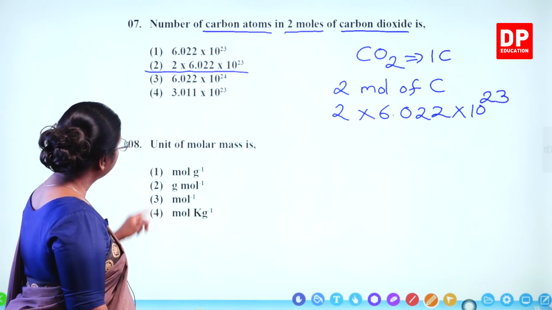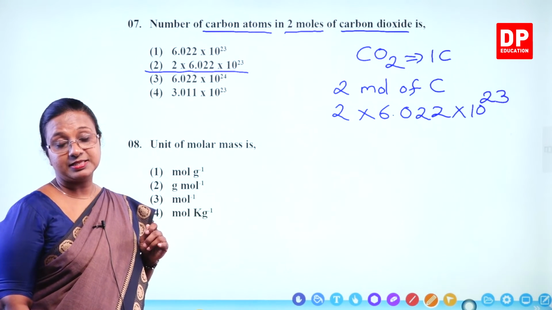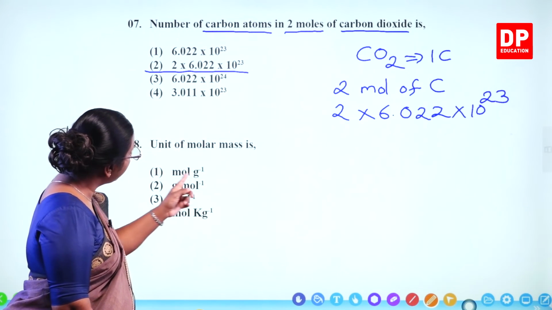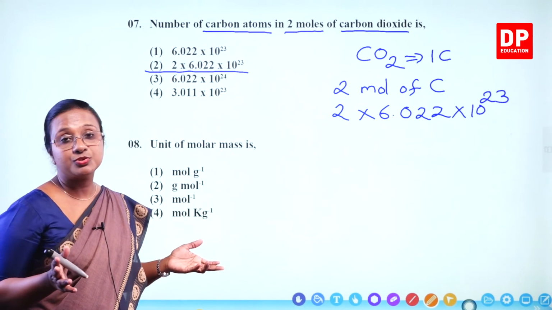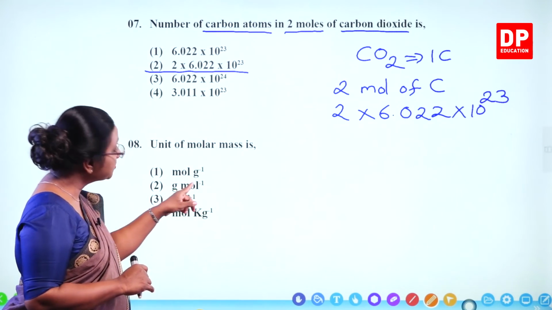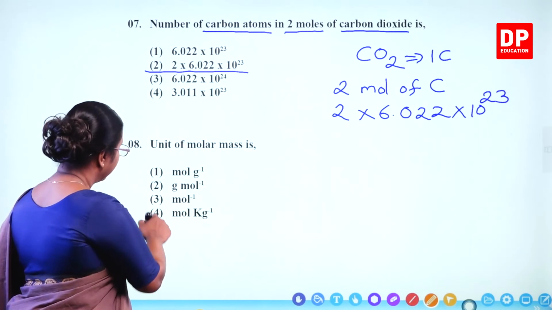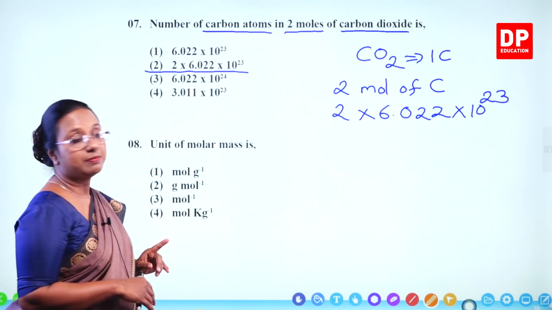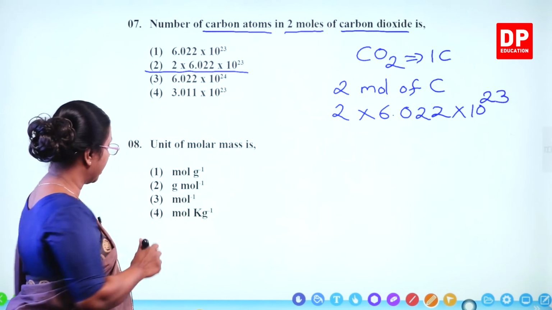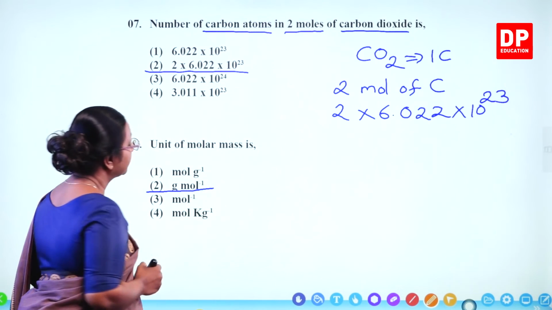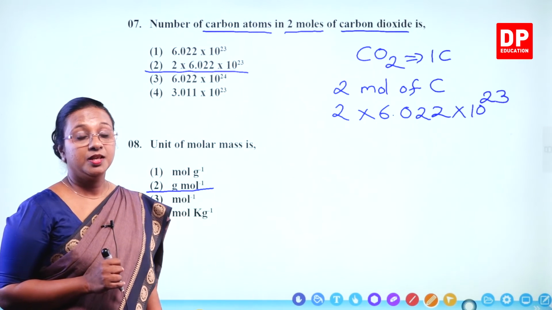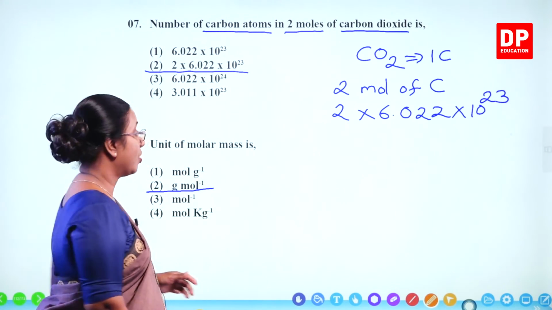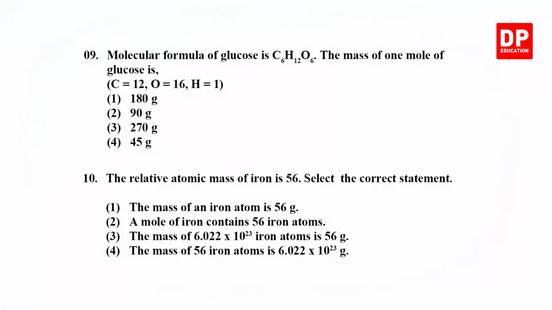Then the next one, unit of molar masses that we have been using. We look at the answers, moles per gram. We didn't use a unit like that. Grams per mole, that is correct. Mole minus 1, no. Mole kilogram minus 1, that is also not the answer. So, the correct one is grams per mole. So, is that okay, students? Then I will move on to the next question.